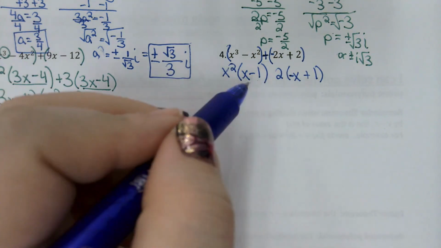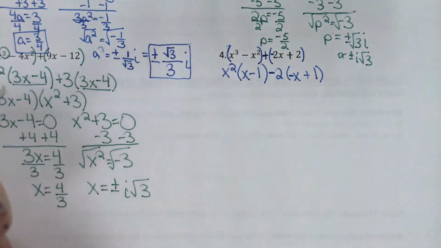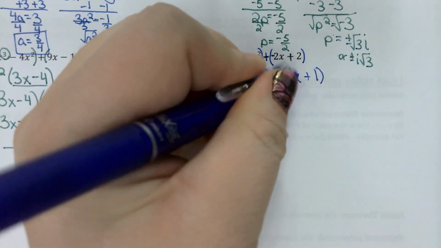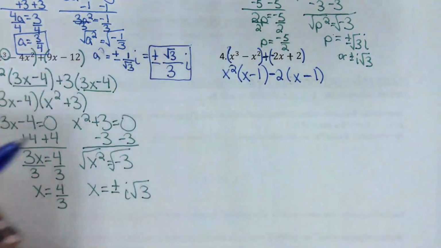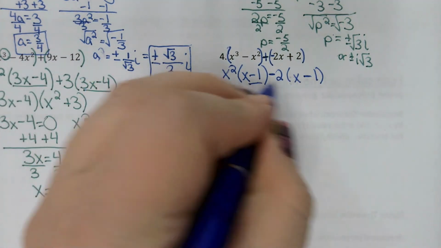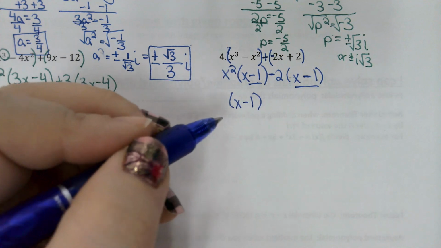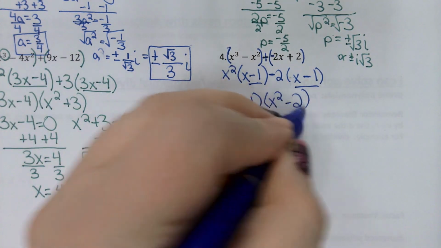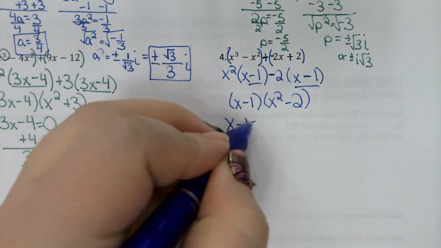If the signs are what's wrong, then try factoring out a negative instead. So if I factored out a -2, that would leave me with positive x and a -1, which is what I want. They match. So x minus 1 is my first factor, and x squared minus 2 is my second factor. We'll set them both equal to 0.